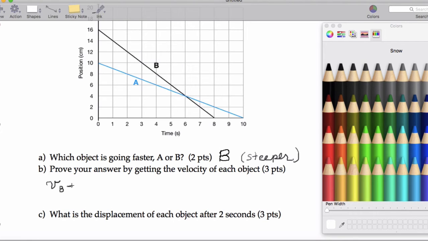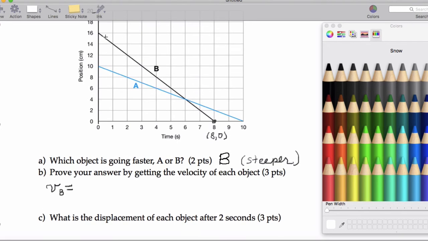Now, the velocity is calculated from the position graph by getting the slope. And to do that, I'm going to take the rise over the run. So I have this point (8, 0), and I have this other point up here, which is (0, 16). And so I'm going to take y2 minus y1, that's 0 minus 16, over x2 minus x1, which is 8 minus 0. And when we simplify this, that's going to give us negative 2 centimeters per second.